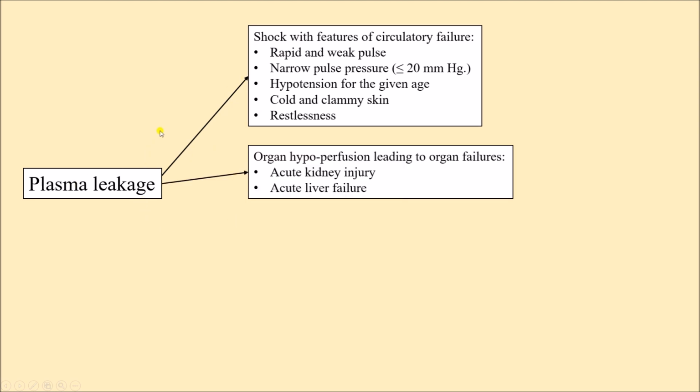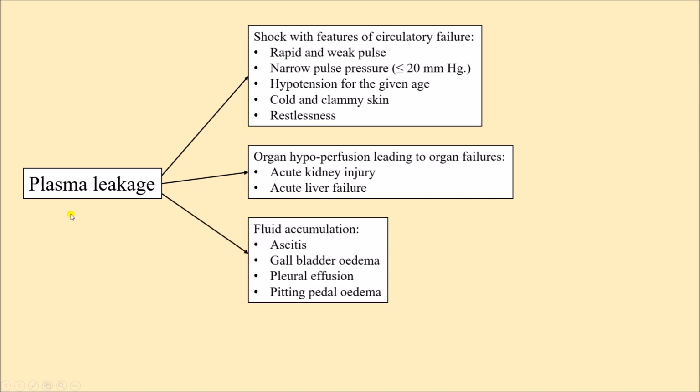Also, since we have volume depletion, that means less blood is reaching the different major organs in the body, leading to organ hypoperfusion, and then it leads to organ failures. So we can have acute kidney injury, acute liver failure, etc. Then we can also have fluid accumulation because of plasma leakage. So we can have ascites in the abdominal cavity, gallbladder edema, pleural effusion in the lungs, and also pedal edema that is pitting in nature. And if the shock is profound and if it is not managed immediately, we can have death. So these are all the clinical features that occur because of plasma leakage.